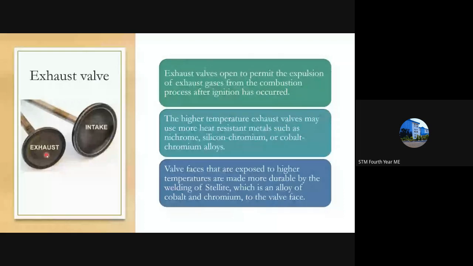So what are the heat resistant materials? This is nichrome, silicon chromium, or cobalt chromium alloys. These alloys are heat resistant materials. Nichrome is a material that is used in heaters and iron boxes because of its high heat resistance and generation of heat. For that purpose, nichrome wires are used. So nichrome is the material most commonly used in exhaust valves.